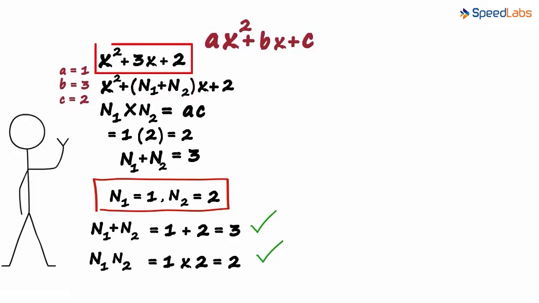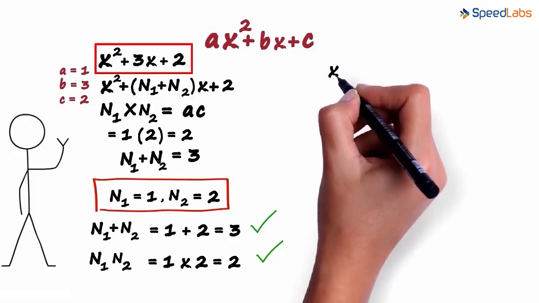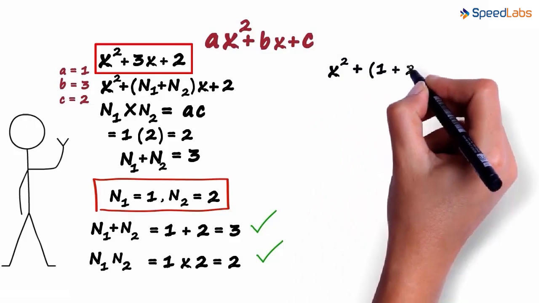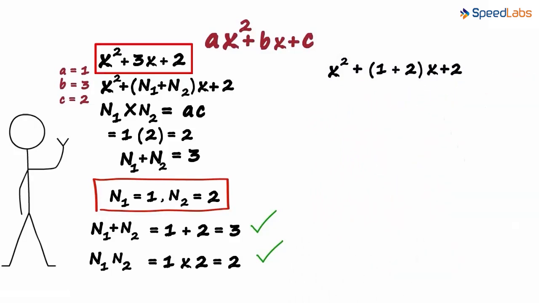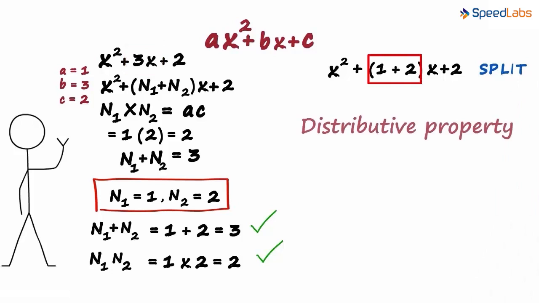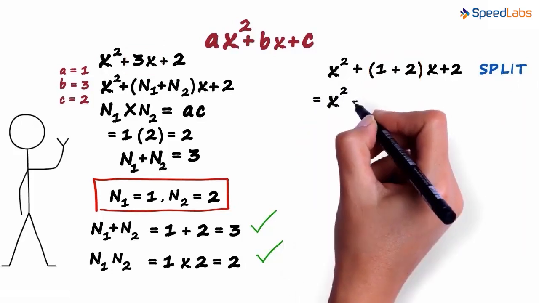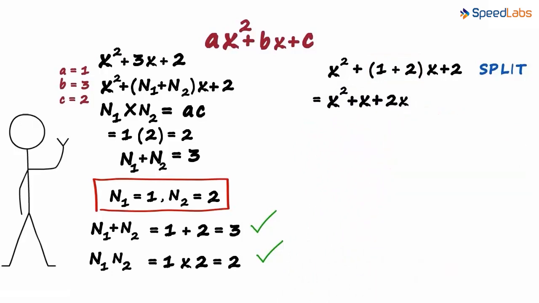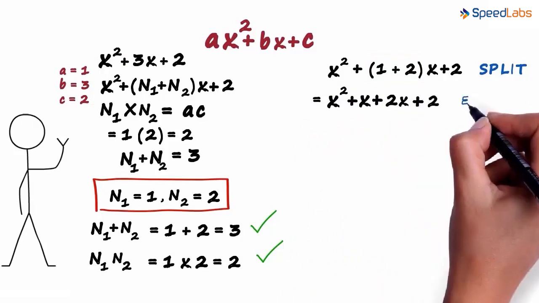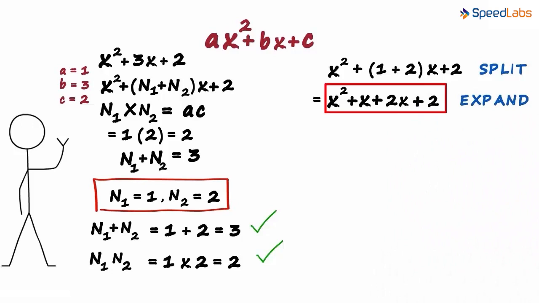So we write this polynomial as x squared plus (1 plus 2) multiplied by x plus 2. All we did here was split the coefficient of the middle term. Now we expand the brackets using the distributive property. So we write it as x squared plus x plus 2x plus 2. Here we just expanded this.